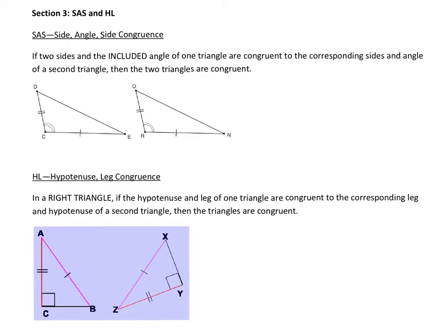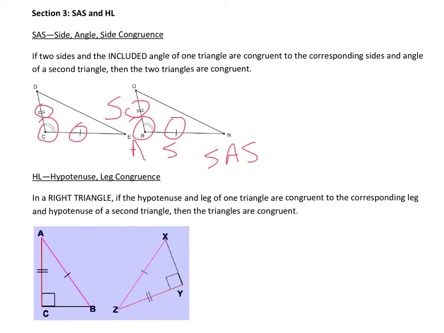So if you look here, we've got side DC congruent to OR. We've got angle C here congruent to angle R. And we have side CE congruent to side RN. So that is a side angle side situation, or SAS. Notice the angle is included between the two sides.